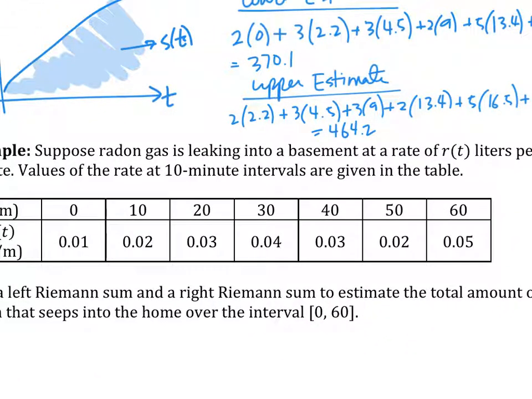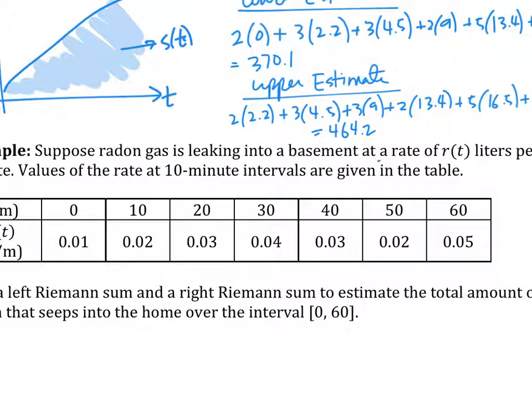This one says, suppose radon gas is leaking into a basement at a rate of R of T liters per minute. Values of the rate at 10-minute intervals are given in the table below. Find the left Riemann sum and the right Riemann sum to estimate the total amount of radon that seeps into the home over the interval 0 to 60. Okay, so anytime you see a table, don't just assume you're going to create areas, or don't assume you're going to find derivative. Make sure you're reading the question.